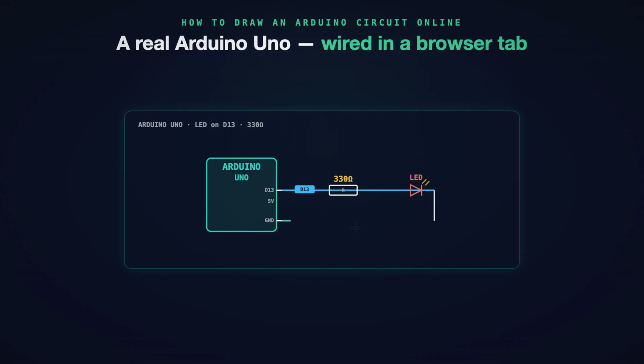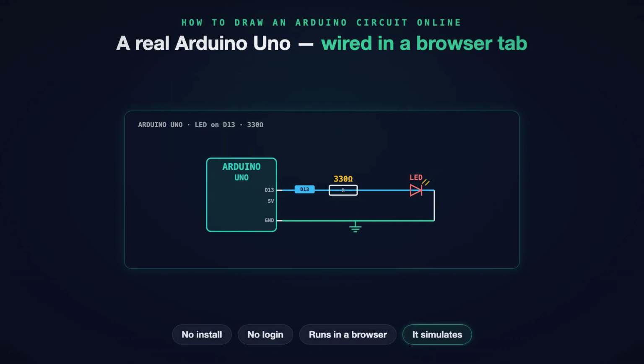In the next few minutes, we will place an Arduino, wire it to an LED, a push button, and a potentiometer, label the pins, and then do the thing most drawing tools can't. Run a live simulation to check the wiring before you ever touch a real board. It is free, it runs in the browser, and you can follow along at CircuitDiagramMaker.app.